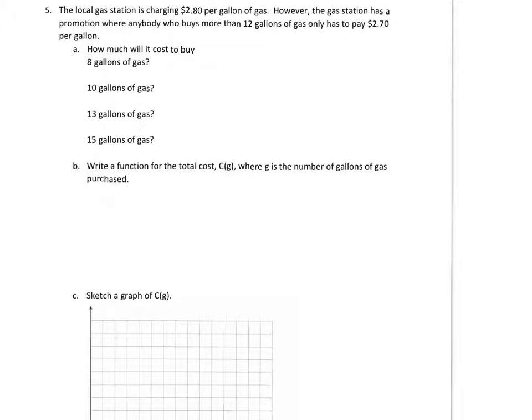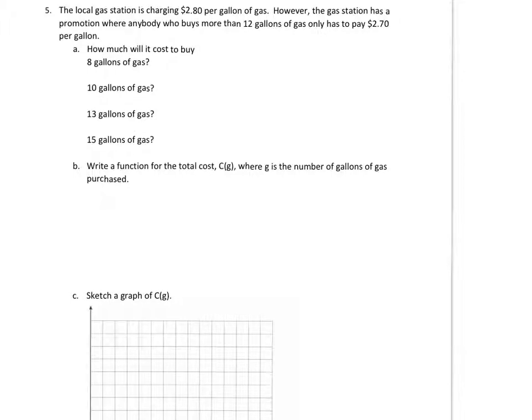Now problem number 5 is an application problem, and it says a local gas station is charging $2.80 per gallon of gas. However, the gas station has a promotion where anyone who buys more than 12 gallons of gas only has to pay $2.70 per gallon. So how much will it cost to buy 8 gallons of gas?